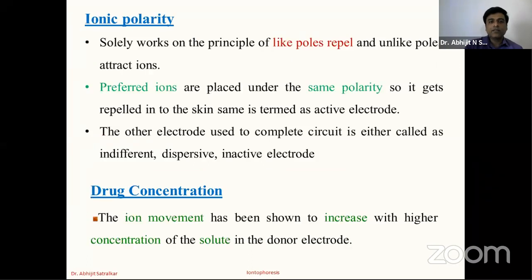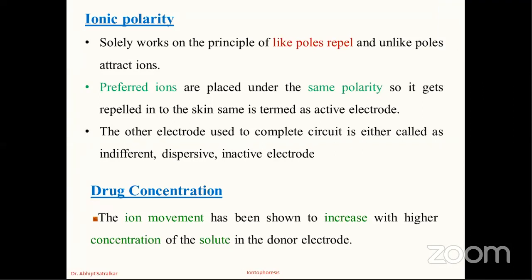Ionic polarity solely works on the principle of like poles repel and unlike poles attract. So preferred ions are placed under the same polarity, so they get repelled into the skin. Same is termed as an active electrode. So remember over here, whichever drug we are using, we are placing it under one particular electrode, and that electrode will be considered as an active electrode. The other electrode used to complete the circuit is called either an indifferent electrode, dispersive electrode, or inactive electrode.